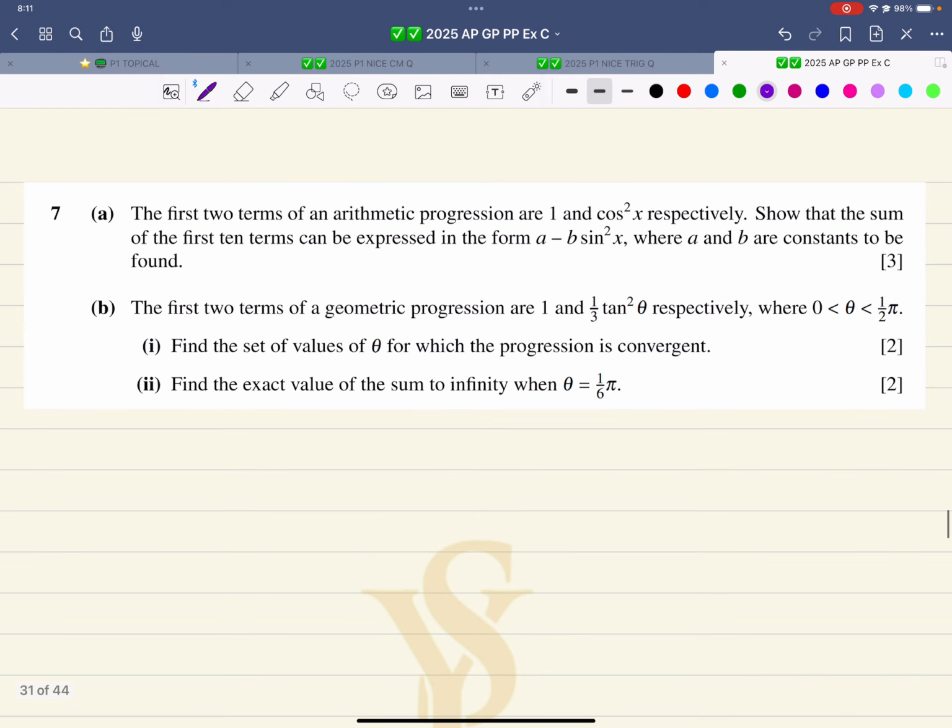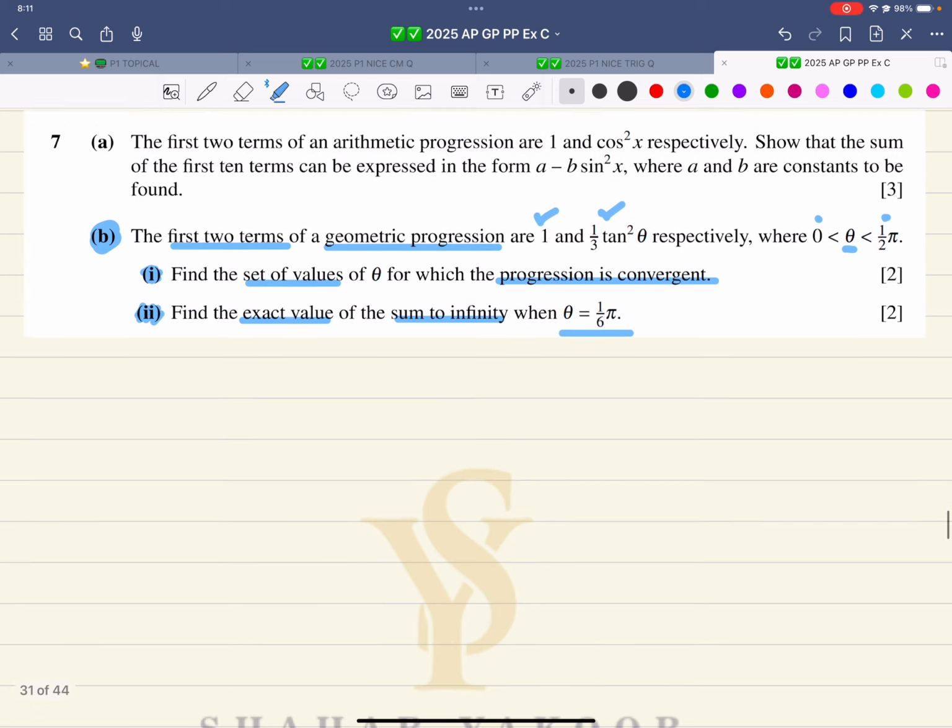Let's focus on the second one. And the second one is this thing. The first two terms of a geometric progression. The previous one was AP. This one is GP. Is 1 and 1/3 tan square theta respectively, where theta lies between 0 and pi by 2. First part, find the set of values of theta for which the progression is convergent. Second part, find the exact value of sum to infinity when theta is pi by 6.